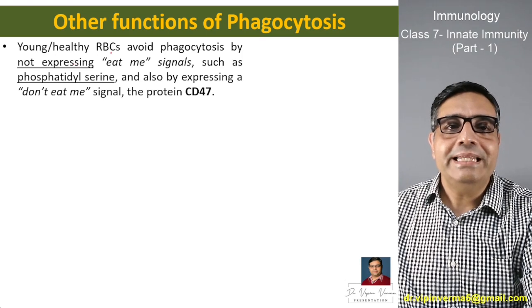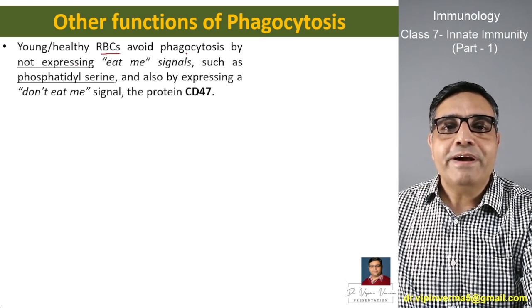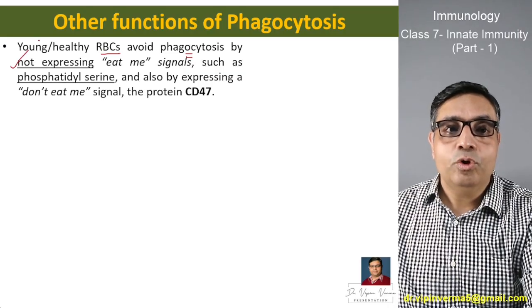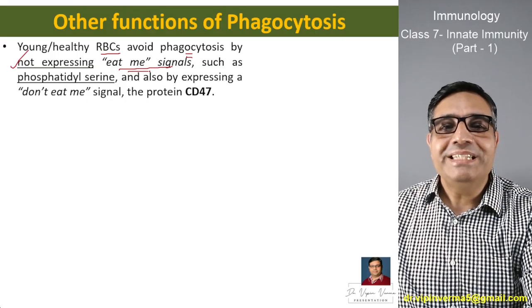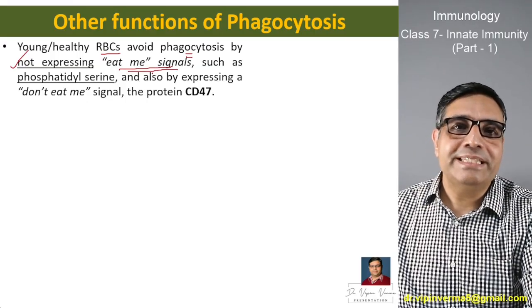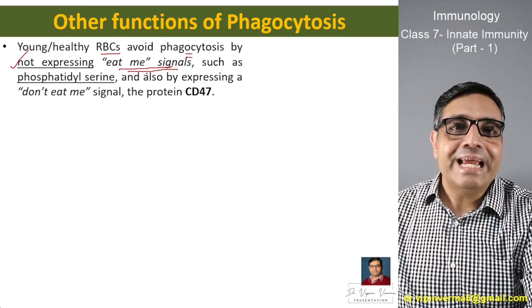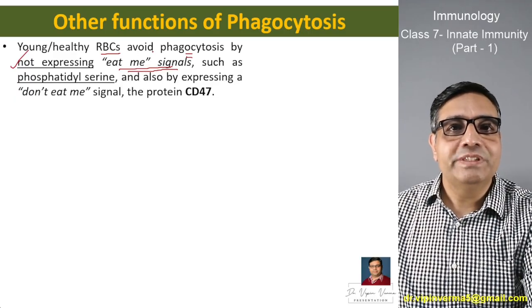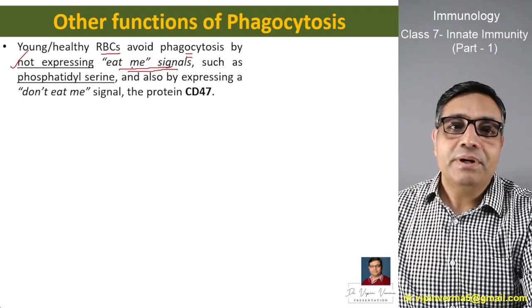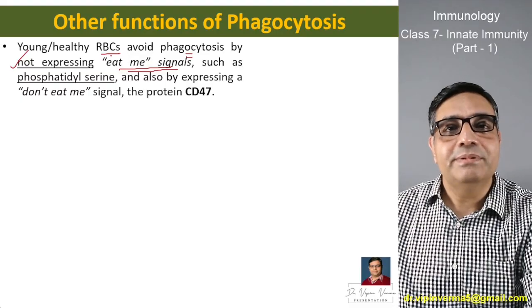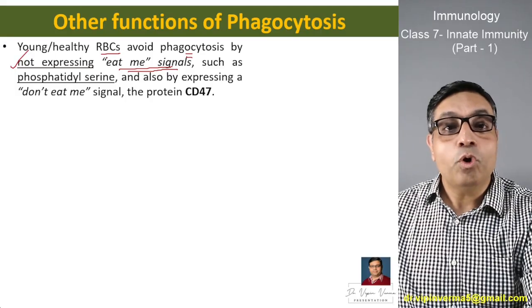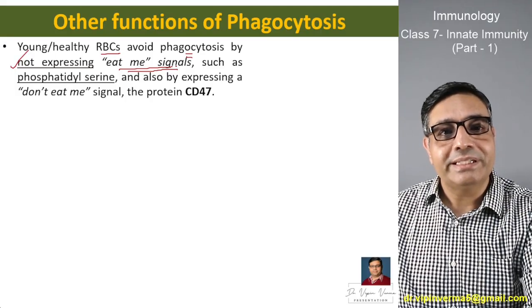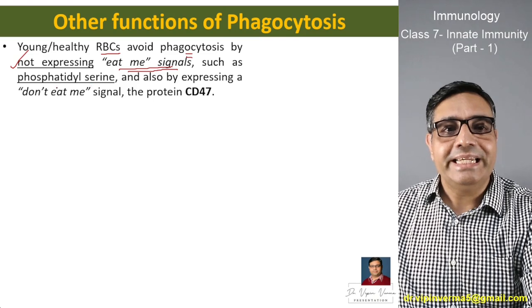Our young and healthy RBCs avoid phagocytosis by not expressing eat me signals. Eat me signals are the signals which are expressed by the dying cells or the damaged tissues, which say, oh come eat me. But these cells, the young and healthy RBCs, avoid phagocytosis by not expressing the eat me signals, for example phosphatidylserine.